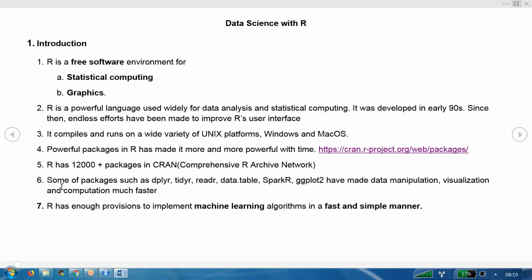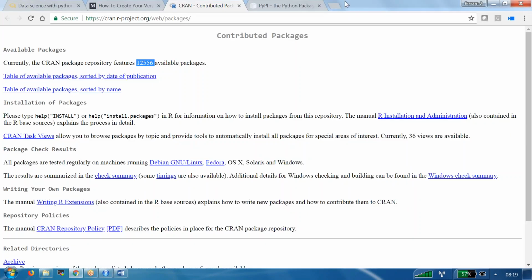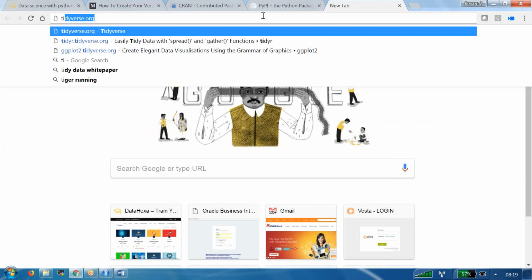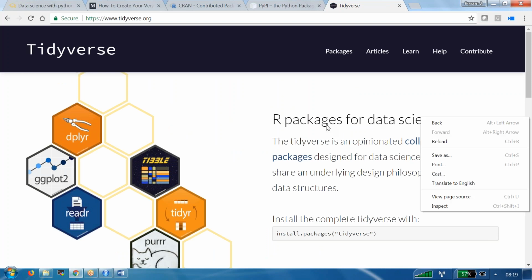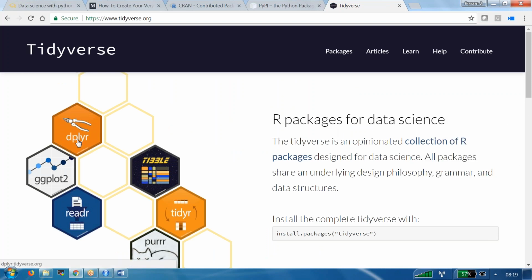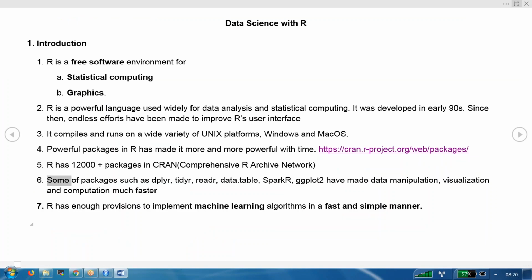Let us go on to the next one. Some of the important packages are dplyr, tidyr, readr, something like that. If you go and try to see, one site is available that is known as tidyverse. It shows R packages for data science. dplyr is one package, ggplot2, readr, tidyr, like this, a number of packages we have. If you know these packages, then you are a data science resource apart from the R language.